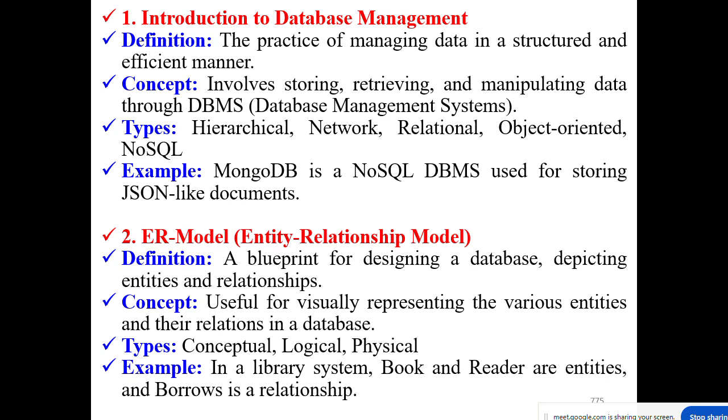How many types can we use? Conceptual type, which is concept based. Logical type, using logical operators like and, or, NAND in front of your table. Then the physical type, the physical database diagram of the ER model. For example, in a library system, book and reader are entities, and borrows, the arrow mark, is a relationship. Keep that in mind.